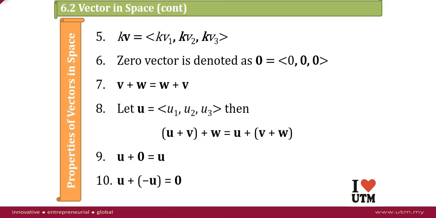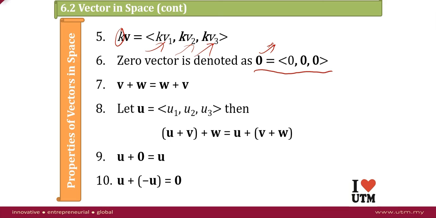Okay, so continue with property number 5. If we multiply by a constant, which will be some number, let's say the constant is k, and you multiply the constant with a vector, you will multiply the constant with all the coordinates. And when we say zero vector, you automatically know that it will be 0, 0, 0. This is the origin point, equal to 0, 0, 0.